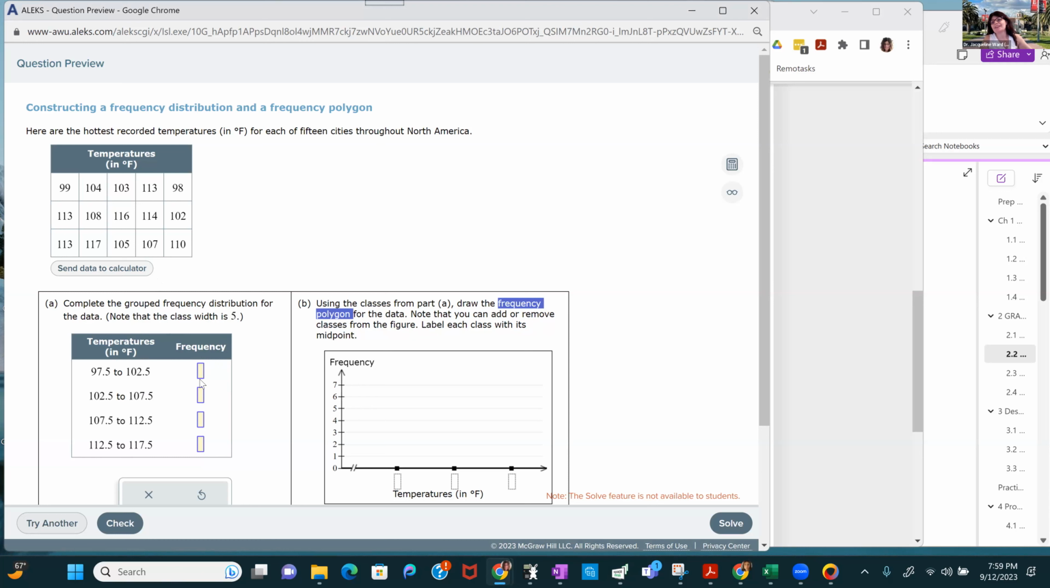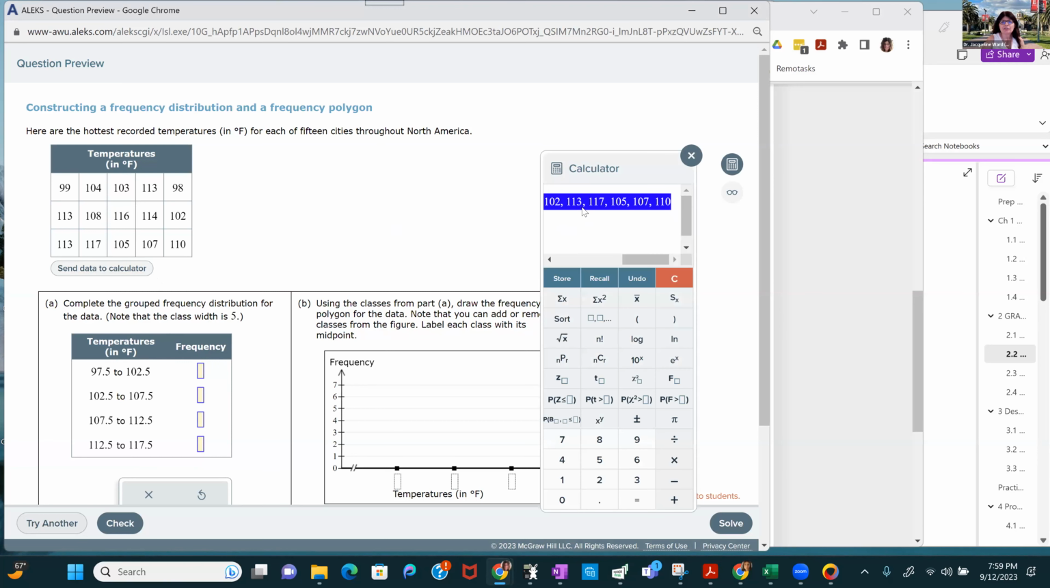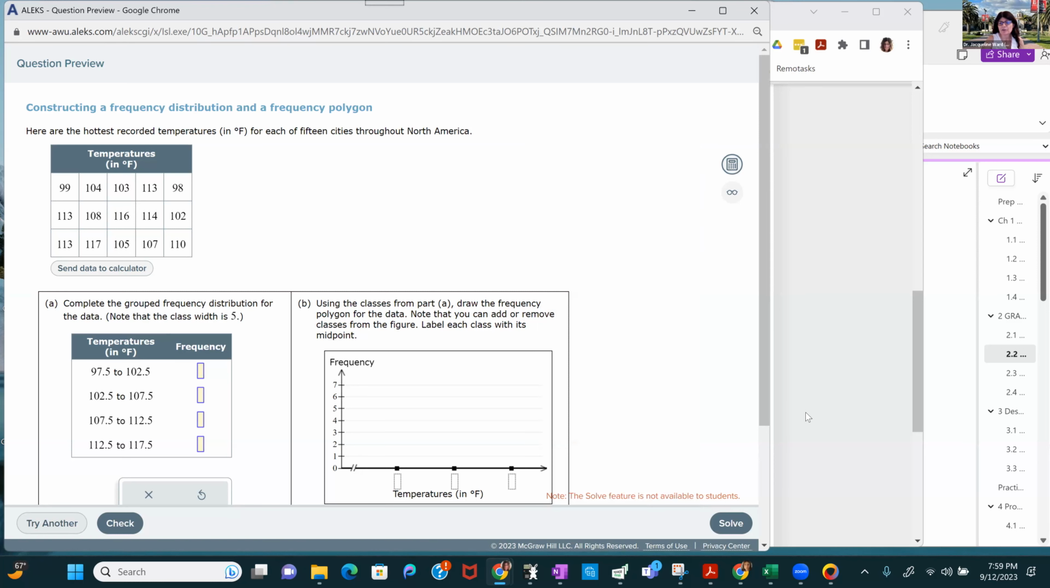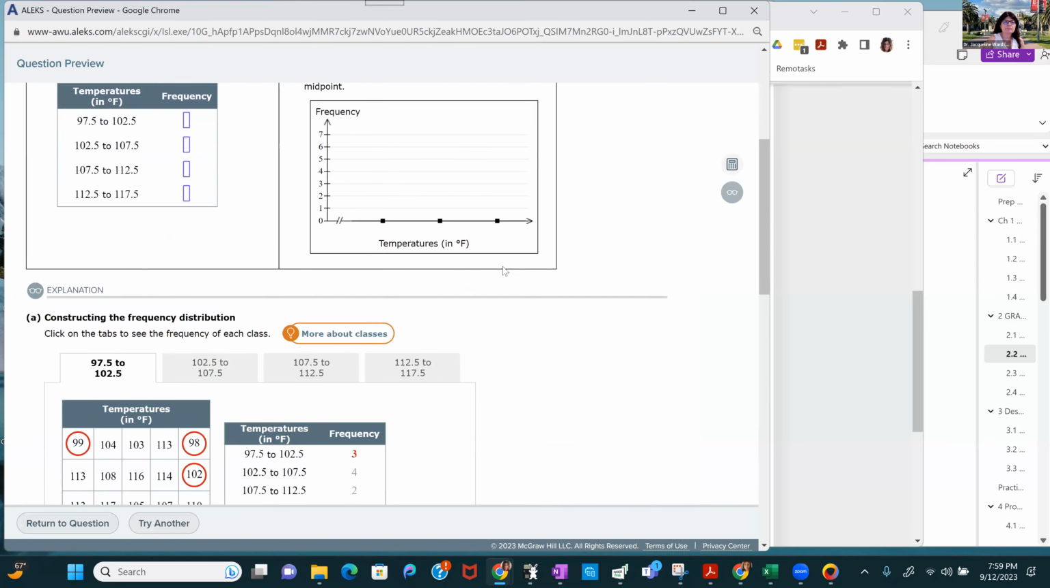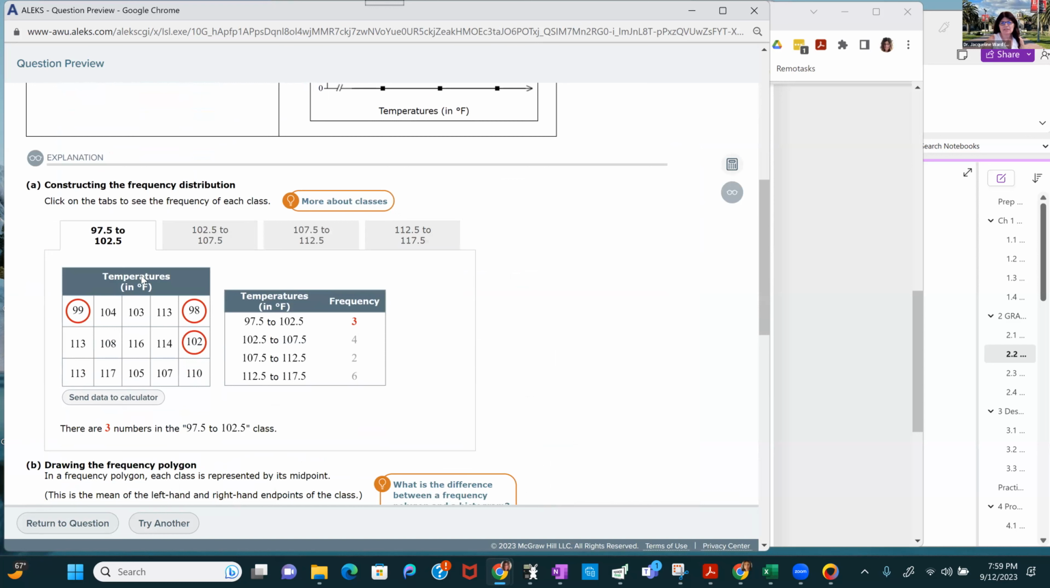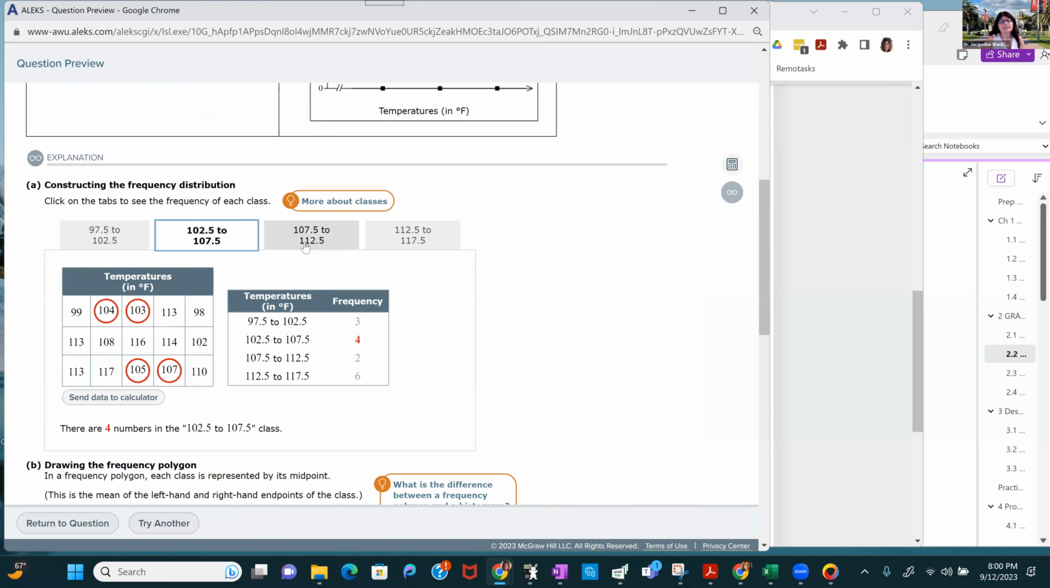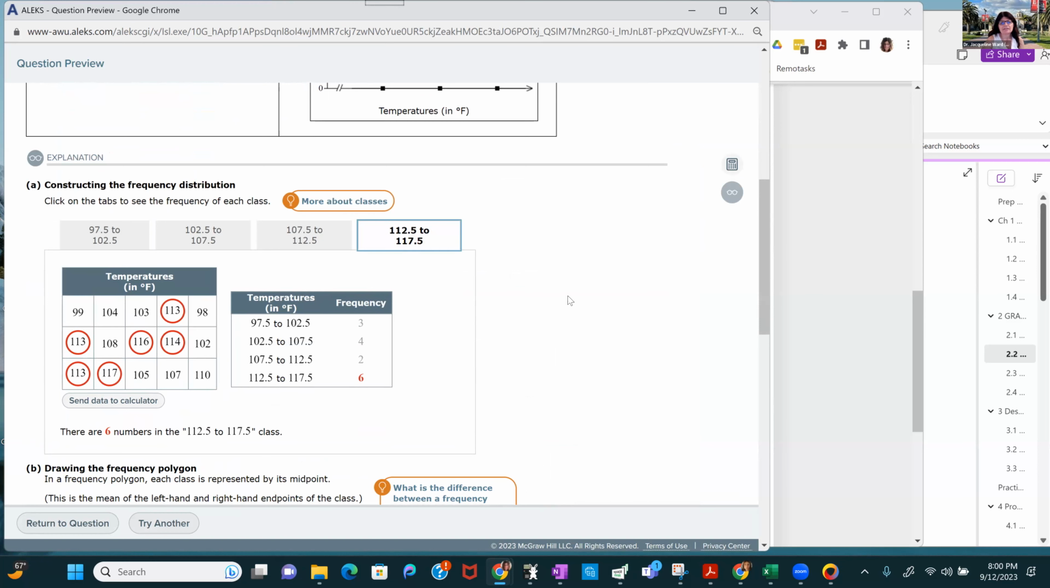So I just want to make sure we're understanding everything. We can send the data to the calculator while it's highlighted, click sort. And again, we're going to count how many are in the first class, how many are in the second class, etc. And then we're going to plot. So let's just go step by step here. There were three in that first class, four in the second class, et cetera.